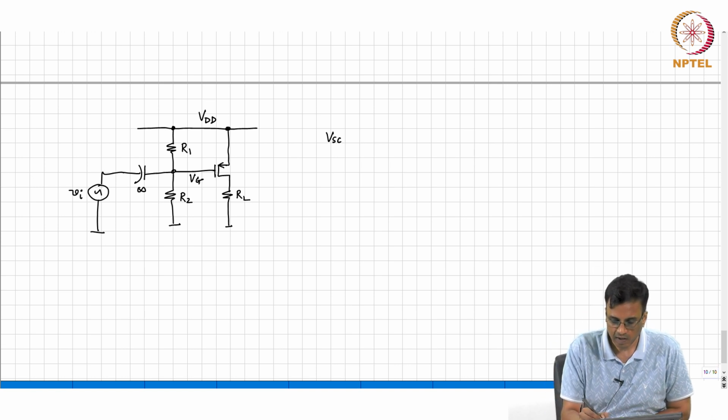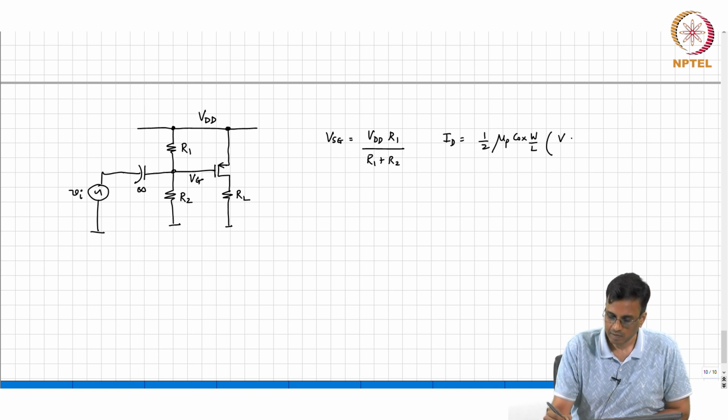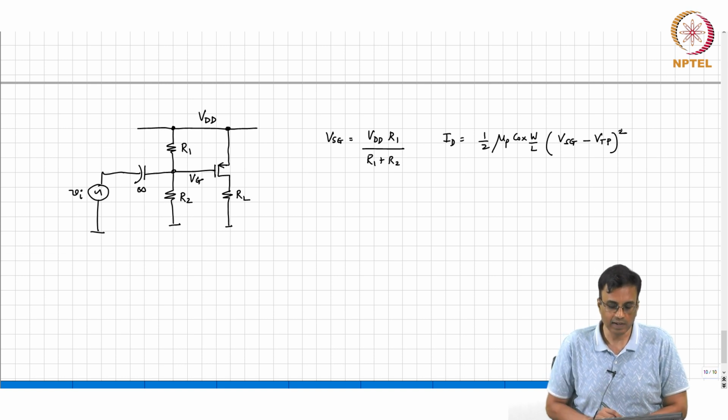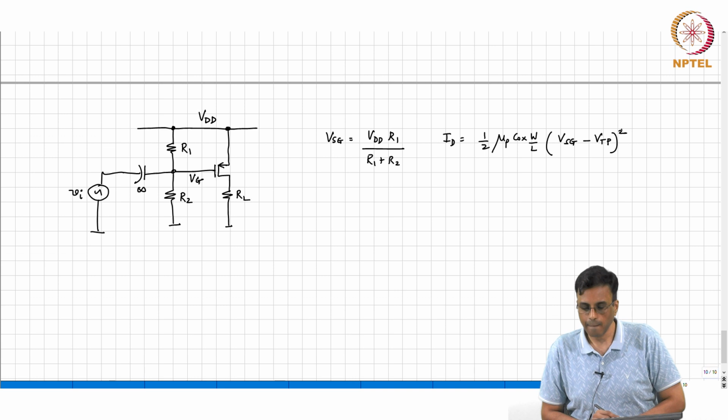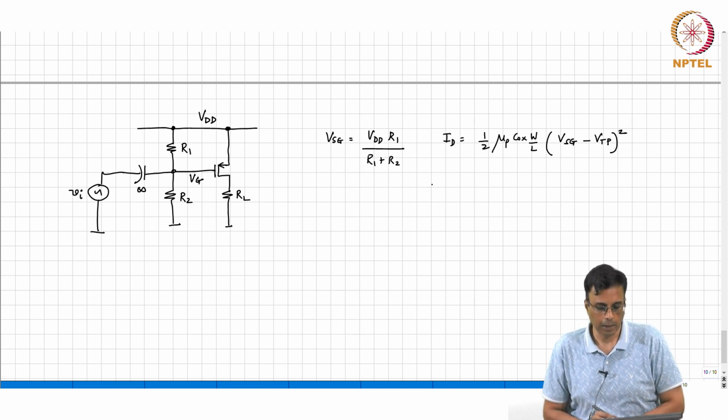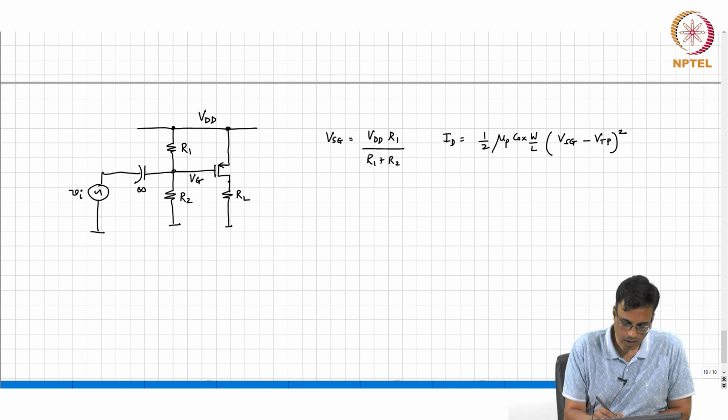So, Vsg is nothing but VDD times R1 over R1 plus R2. Id therefore is nothing but 1/2 mu p Cox W by L times Vsg minus Vtp the whole square. So, the quiescent drain voltage, the quiescent voltage of the drain, is nothing but Id times RL, okay.